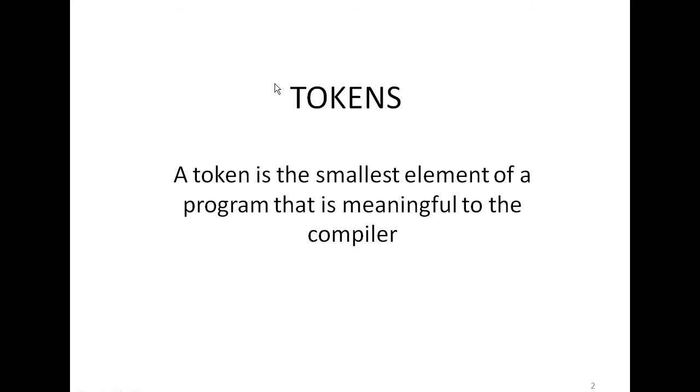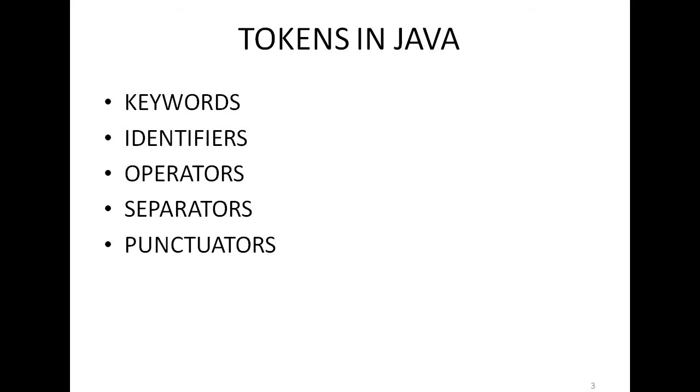Tokens. A token is the smallest element of a program that is meaningful to the compiler. It is basically the smallest unit of a program. Now, what are the different tokens in Java? Keywords, identifiers, operators, separators, punctuators.